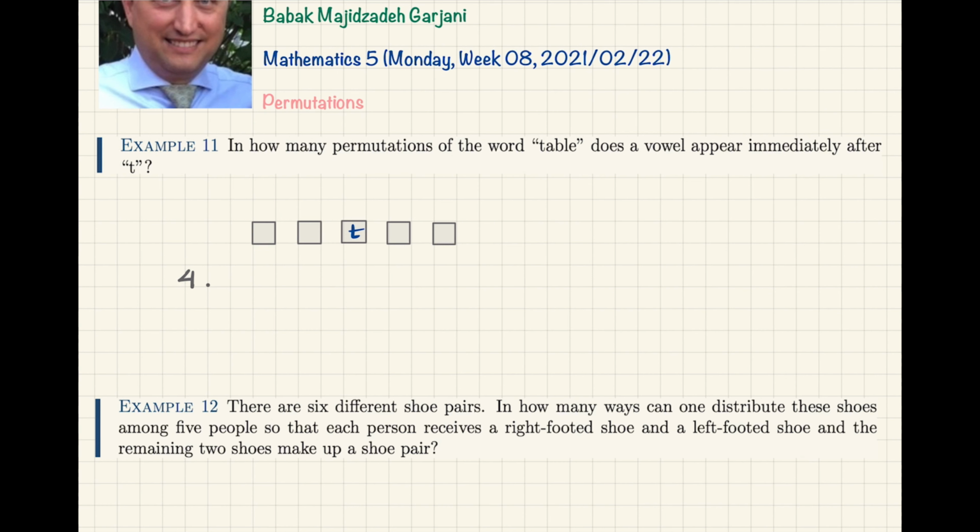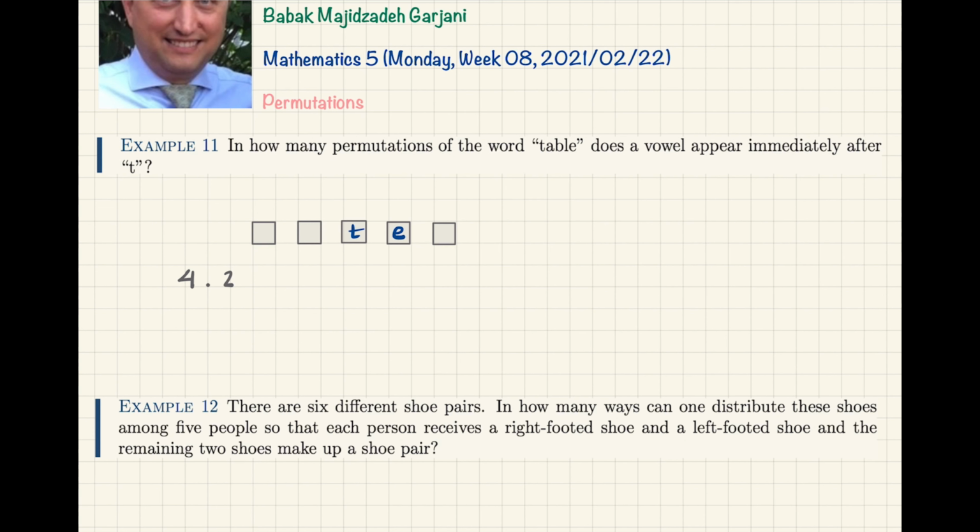Then this is reserved for a vowel. So how many vowels are there? 1 and 2. So then you have 2 options to fill up immediately the next position with a vowel. This 2 is coming from the fact that this location can be filled with either A or E, but not of course both. You put one of them there. For example, assume that you decided for some reason to put E there.